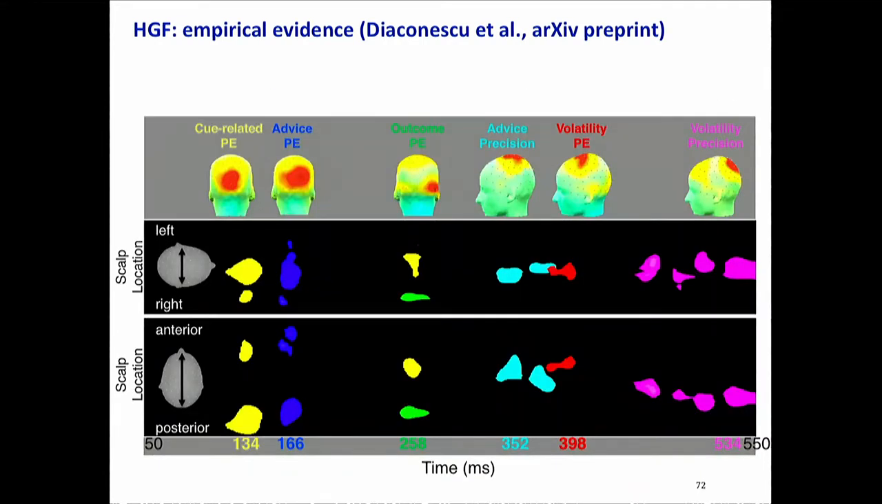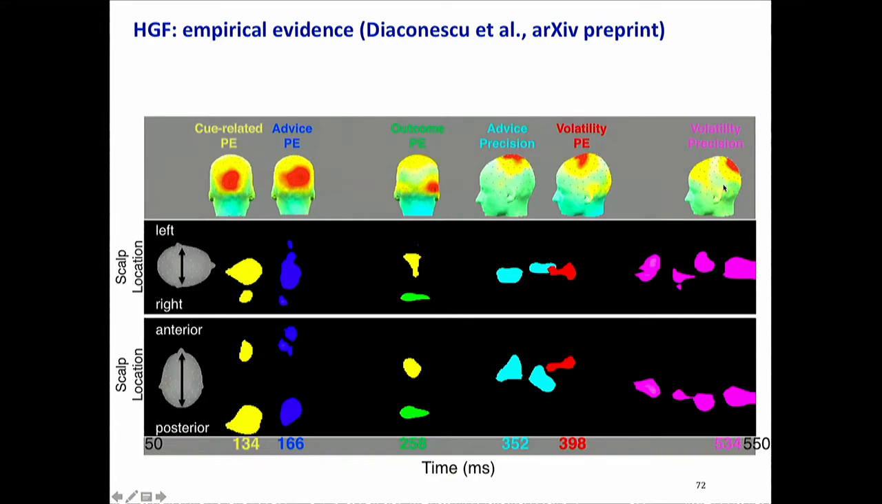And what you see is that the signatures of these updates, so the time points when the magnitude of these quantities modulates the EEG signal: prediction error, cumulative prediction error, advice prediction error. A quick preview, I will show you the experiment underlying this. So there we have three different prediction errors here. We have a Q-related prediction error, we have an advice prediction error, we have an outcome prediction error, we have a precision of the belief about the accuracy of the advice. That's what advice precision means. We have a volatility prediction error. That's the prediction error about the volatility of the precision of the belief about the advice's accuracy. And then we have the precision of that volatility.